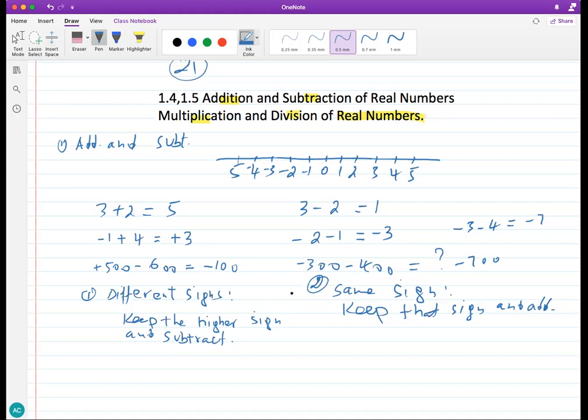So these are the only two rules that you need to remember for addition and subtraction, and you will never get the signs wrong again. Very simple. So if you have different signs, you gotta keep the higher sign and subtract. If it's the same sign, you gotta keep that same sign and basically add. Okay, you will never get anything wrong after this, if you apply these two rules.